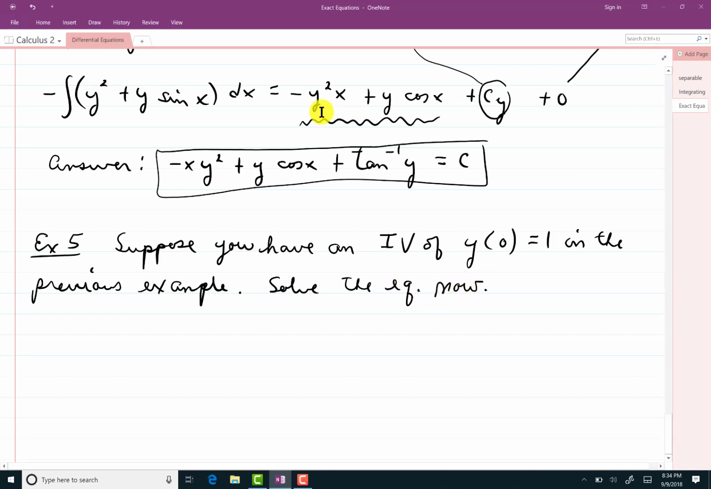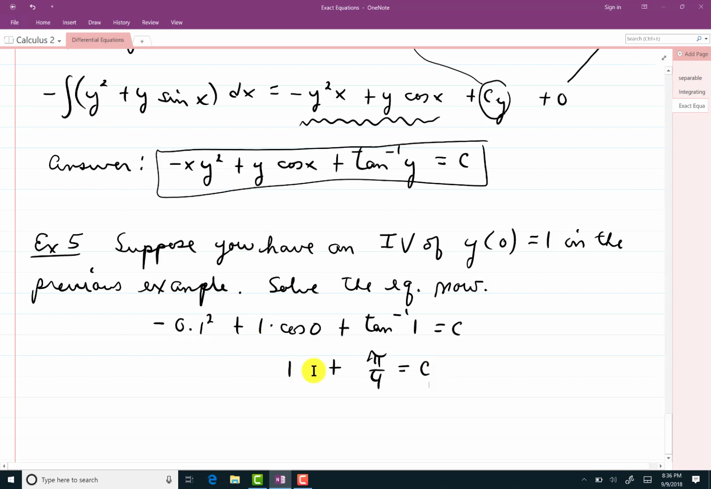So we've already done the hard part. It's now just plugging in x equals 0 and y equals 1. So we're going to have 0 times 1 squared plus 1 times cosine of 0 plus arctangent of 1, and that will equal a constant. The 0 times 1 squared goes away, but the 1 times cosine of 0, well, that's 1, and the arctangent of 1 is pi over 4. So that equals the constant.